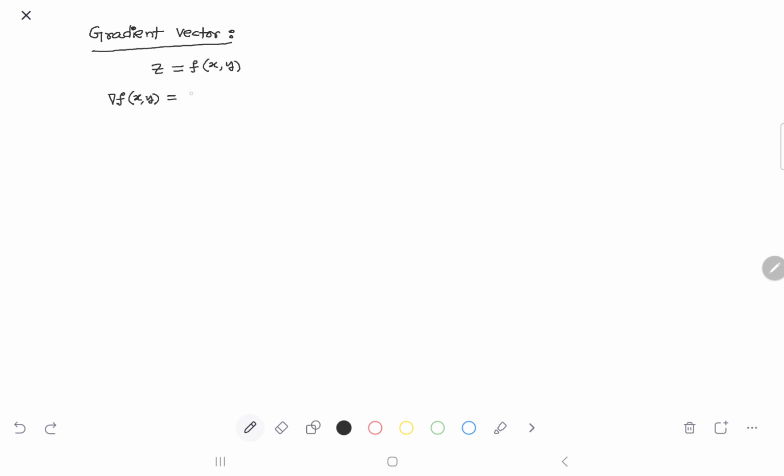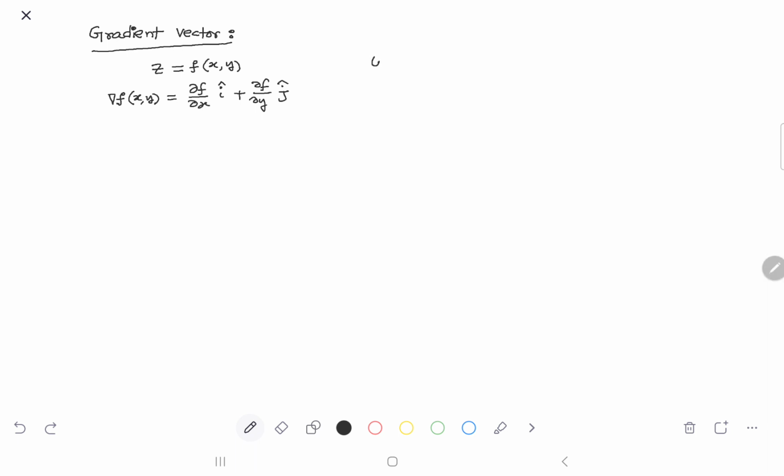So how is it defined? It is defined by the vector having components del f del x i cap plus del f del y j cap. So if you have a function of two variables, then the gradient vector of that function at the point x y is given by this vector, del f del x i cap plus del f del y j cap.